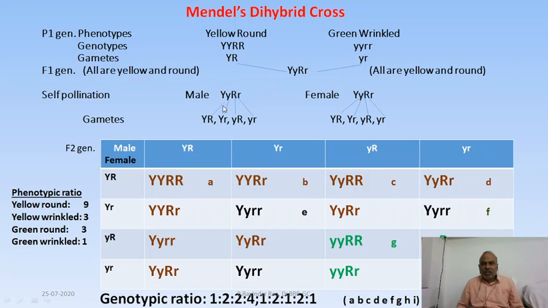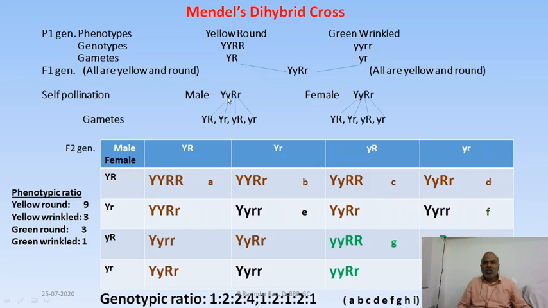Friends, just observe here how many different types of gametes are produced by a dihybrid. This is not a hybrid, this is a pure plant, but this is a dihybrid. A dihybrid is producing 1, 2, 3, 4 types of gametes.